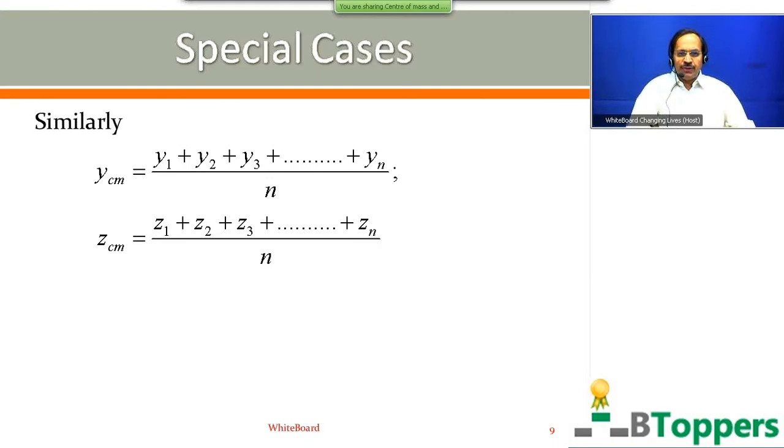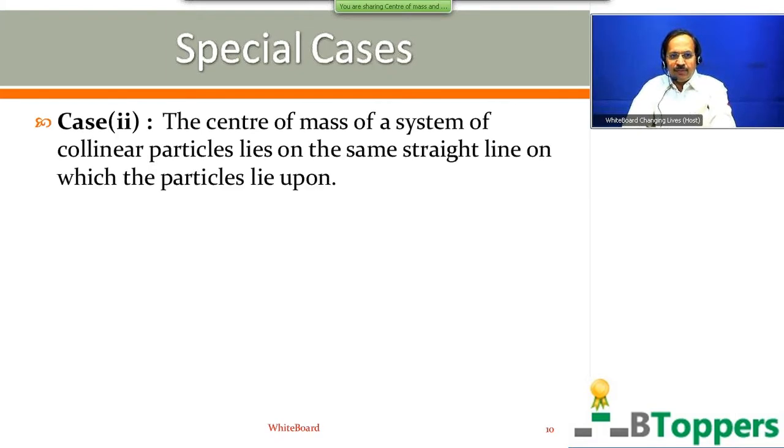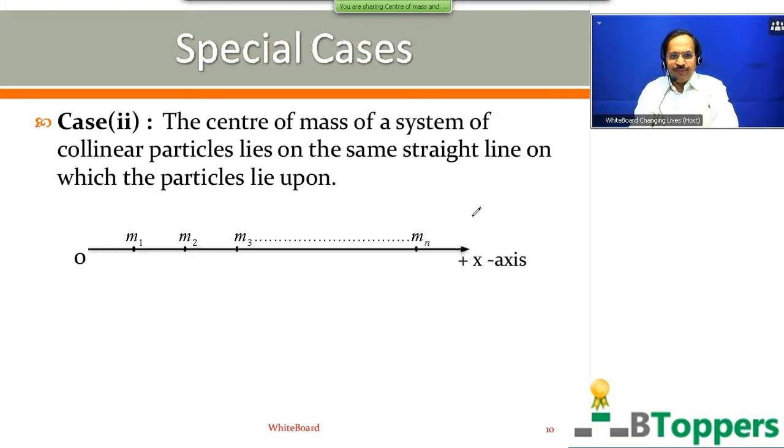In case you need more time to copy the notes, you can take a pause. I am going to show the notes for case 2. Case 2, I have given the conclusion first. The center of mass of a system of collinear particles lies on the straight line on which the particles lie.